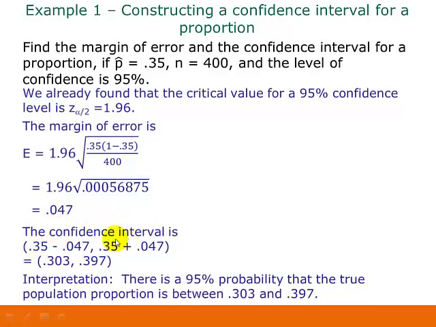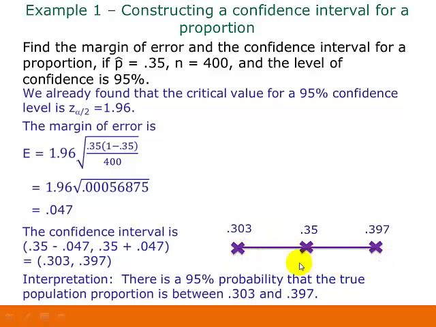So for our confidence interval, we're going to take our P hat, which was 0.35, minus 0.047 to get our lower limit. To get our upper limit, we take 0.35 plus 0.047. So our confidence interval goes from 0.303 to 0.397. The interpretation of this confidence interval is that there's a 95% probability, or we can say we're 95% confident, that the true population proportion is between 0.303 and 0.397.